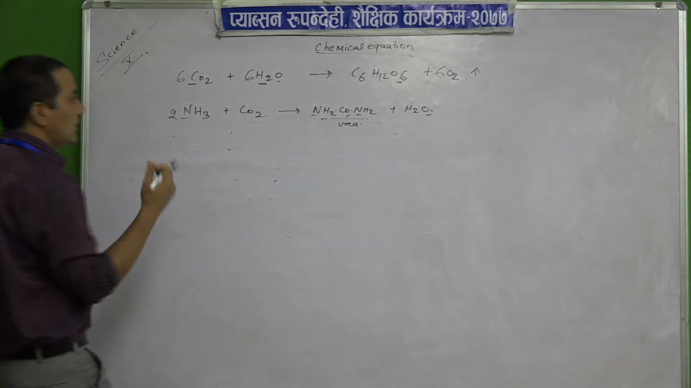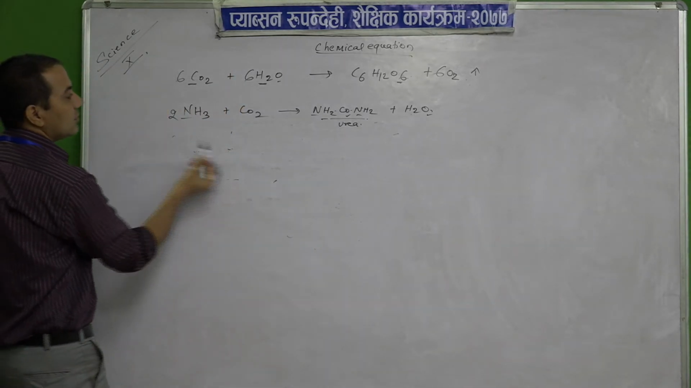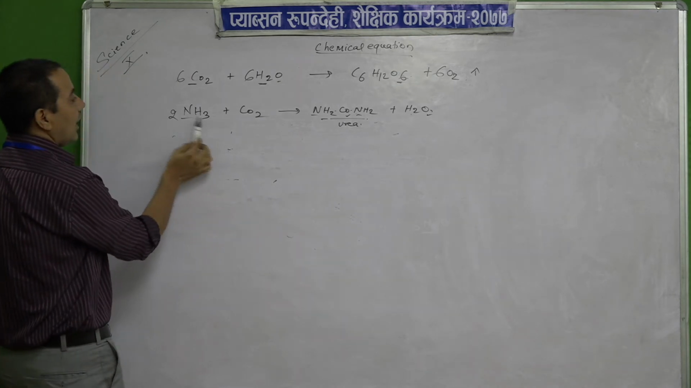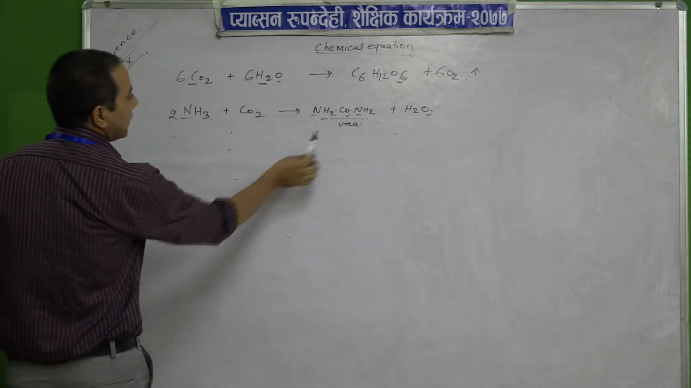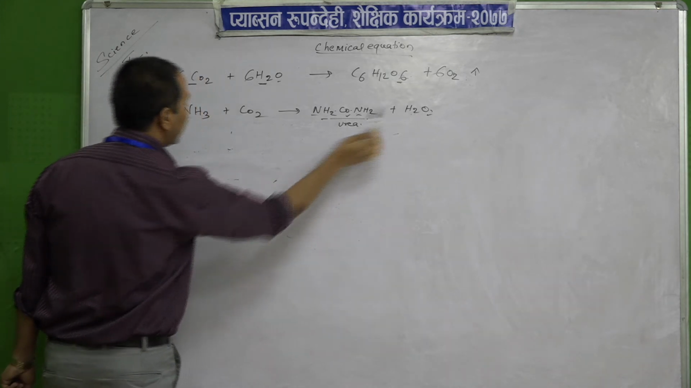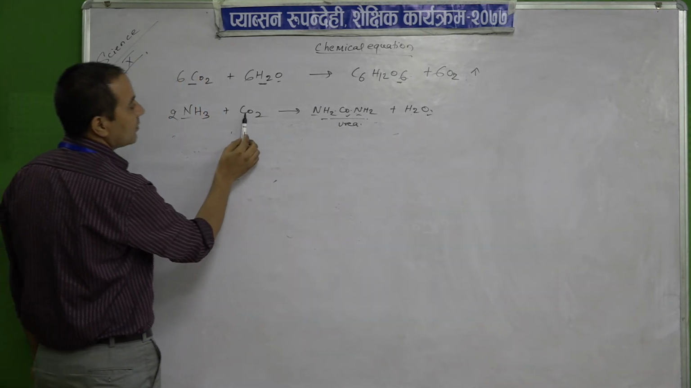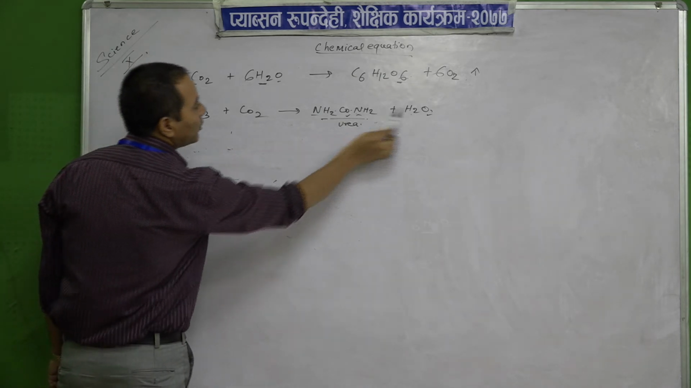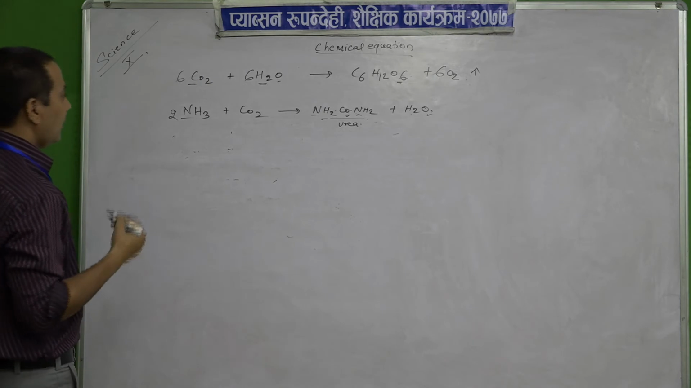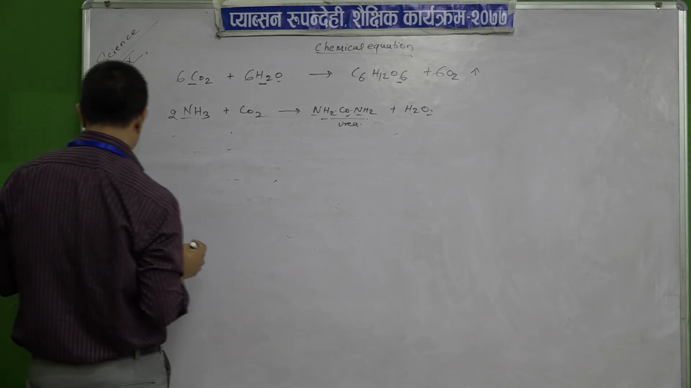Let's see whether the equation is balanced or not. Nitrogen is 2, hydrogen is how much? 6. Here 2 plus 2 plus 2, 6. Then carbon is 1, carbon is 1, oxygen is 2, oxygen is 2. Yes, balanced. The last one we will try this one.